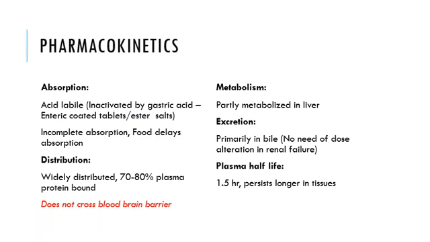Pharmacokinetic parameters of erythromycin. Absorption: it is acid labile, that means inactivated by gastric acid, and therefore it is to be given either in enteric coated tablets or as ester salts. Absorption is incomplete while food delays its absorption. Distribution: widely distributed and 70 to 80% plasma protein bound. It doesn't cross the blood brain barrier, that means CSF penetration is poor.